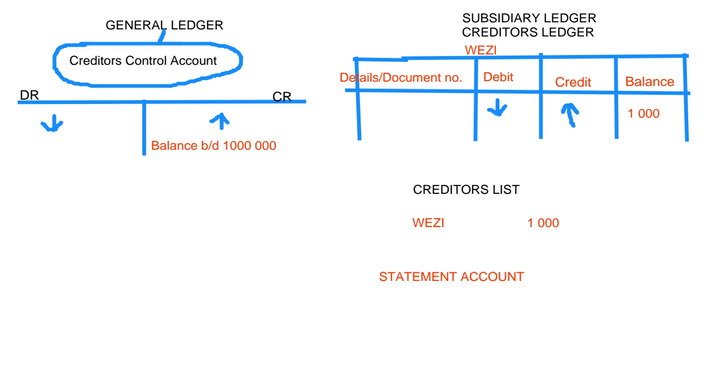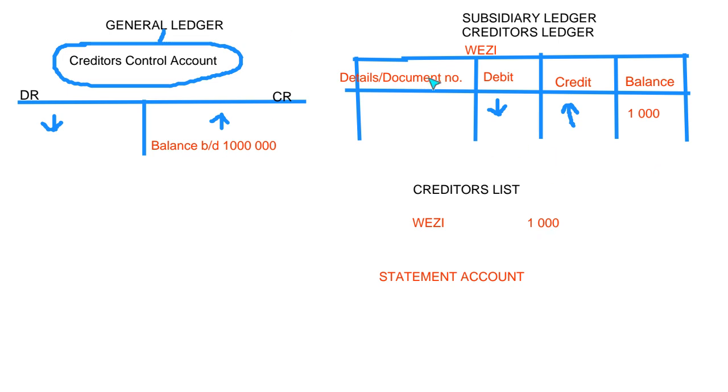I think we're going to go through that question. I think it's going to make sense. So again, the reconciliation can either be between the two ledgers here, or it can be between the creditors ledger and the creditors list. So the reconciliation can be done irrespective of the ledger.